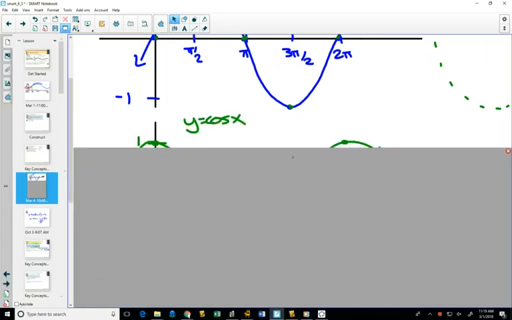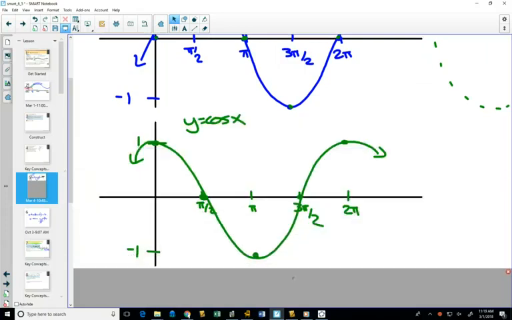So I want you to draw it again, separately, between 0 and 2 pi. Cos is your x-coordinate on your unit circle. So when you run through your axes family, cos of 0 is 1. Cos of pi over 2 is 0. Cos of pi is -1. Cos of 3 pi over 2 is 0. And cos of 2 pi is 1 again.